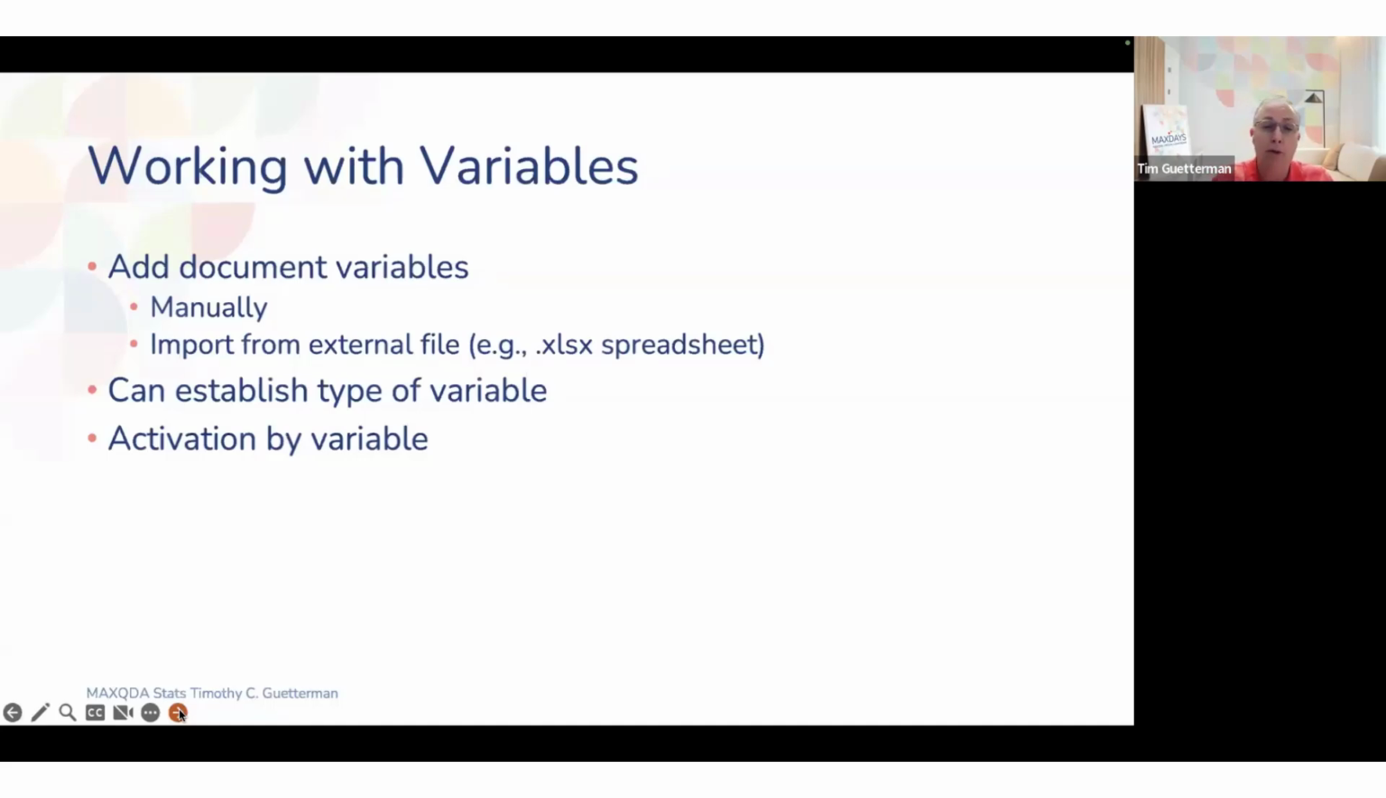So what I will show you first is how to add document variables. You can do this manually. So we'll look at creating a variable, specifying the type, that sort of thing. You can also have data that's stored elsewhere and you can import that. And there's a really helpful wizard that will do it. So the idea is that you can have data stored in another spreadsheet and it can look at a unique identifier on the spreadsheet and then attach and import those variables to the same unique identifier that represents a document in your document sources in MAXQDA.